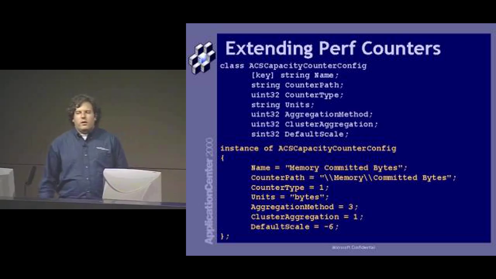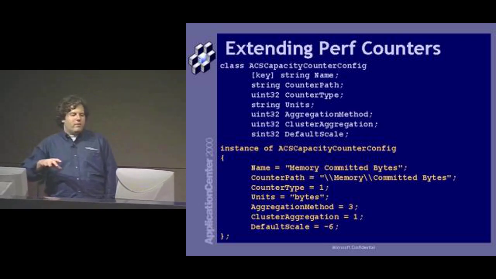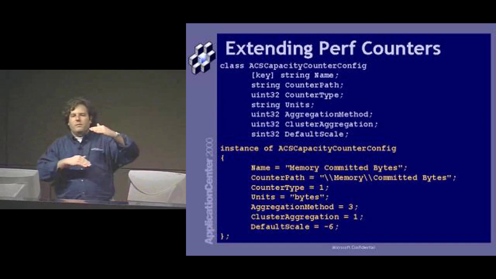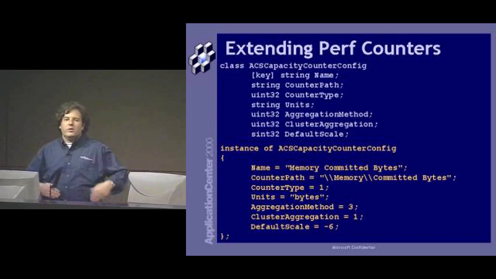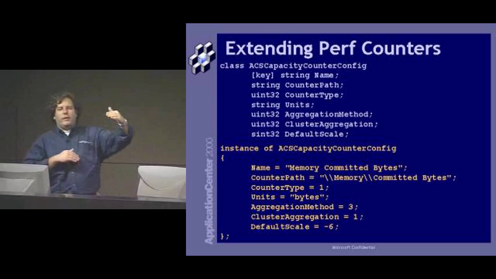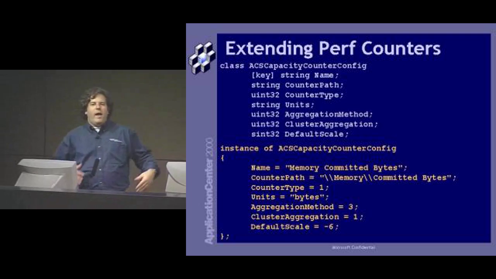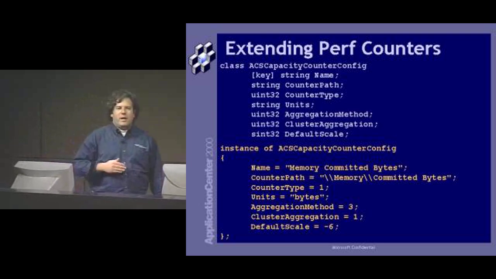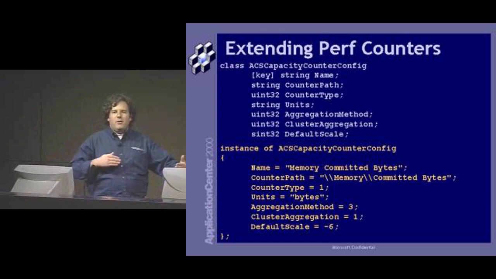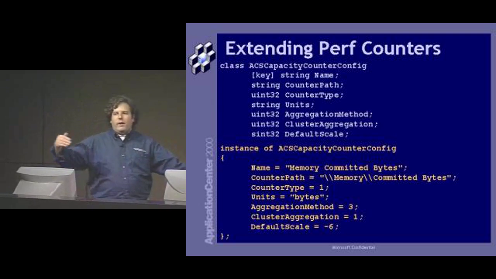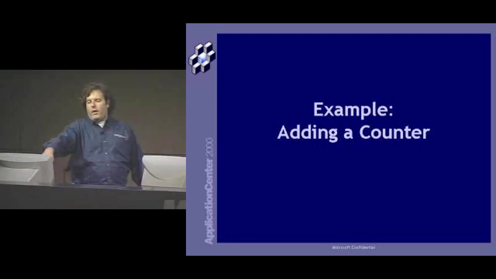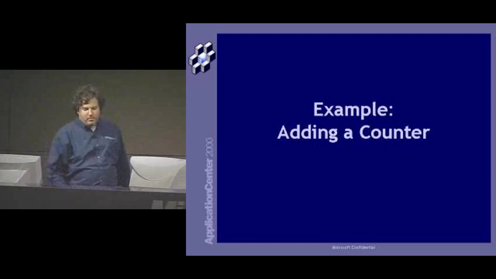This is what you multiply the counter value times 10 to the default scale to scale it down between 0 and 100, which is what's displayed in our UI and in the perfmon UI. This is important to let you see counters of different sizes on the same screen. So, for instance, I'm looking at CPU and available memory. CPU is between 0 and 100. Available memory could be several hundred million. So I multiply by the scale to scale that number down.